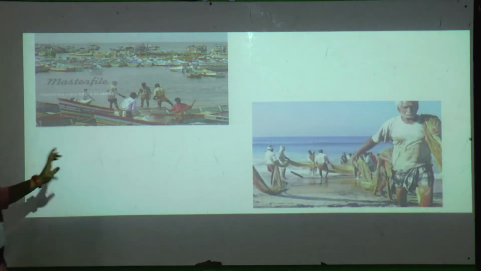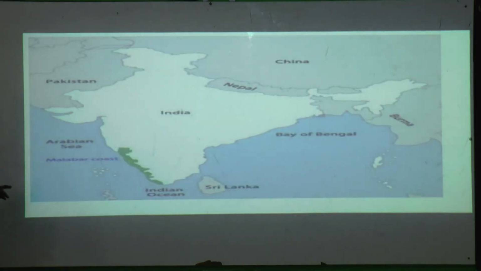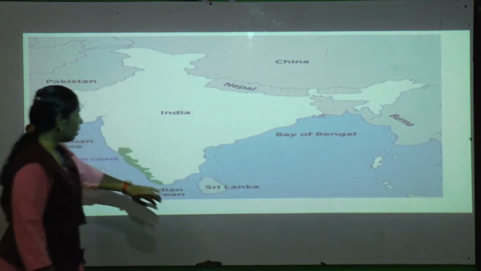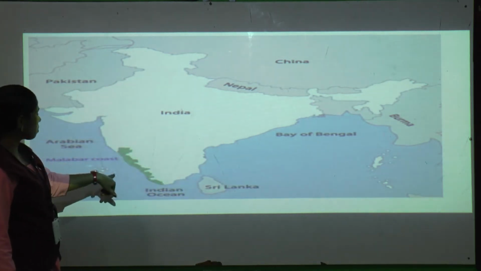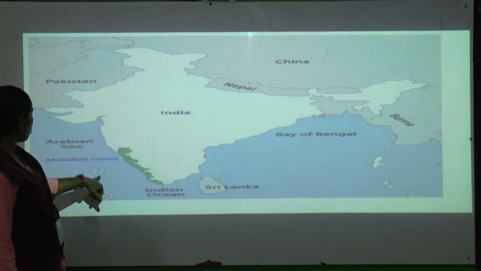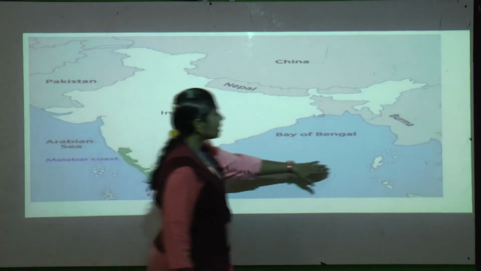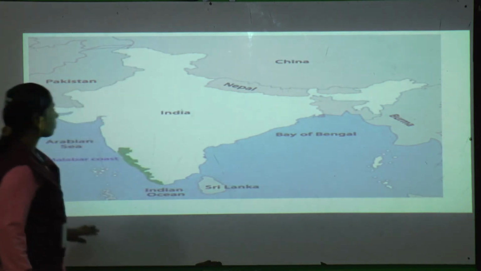Fishing, now this is there. Here the Arabian Sea, here the Bay of Bengal, and can you see these small drops? Yes, those are the islands. Okay.